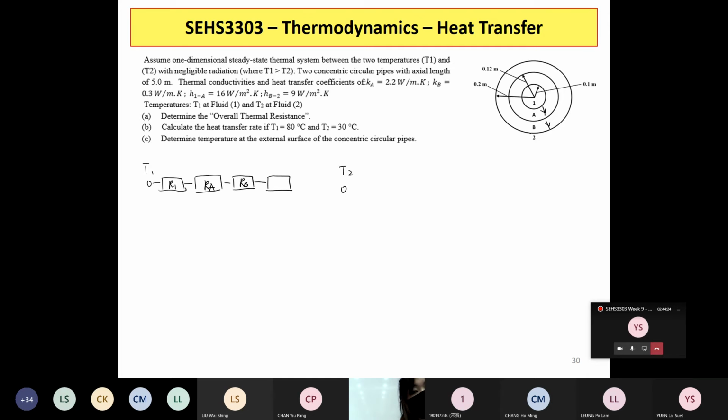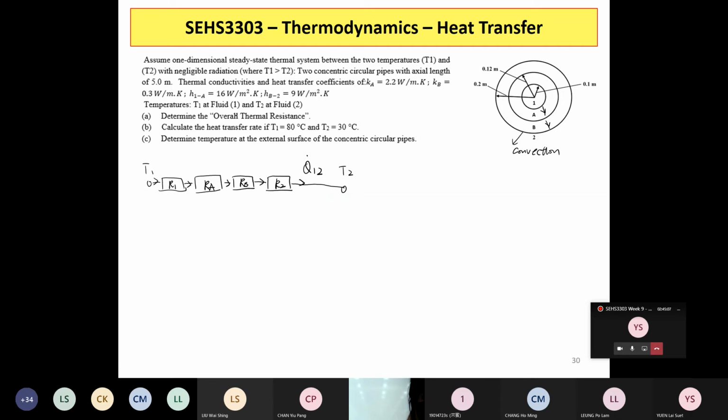From B, the outer surface of B, we have the convection to fluid 2. That is R2, the convective thermal resistor. Finally, we have temperature T2. Again, inside this circuit, we have the constant heat transfer rate Q dot 1 to 2.